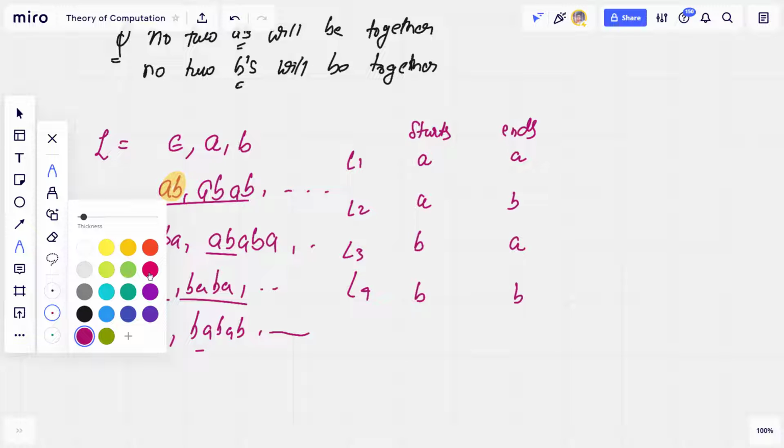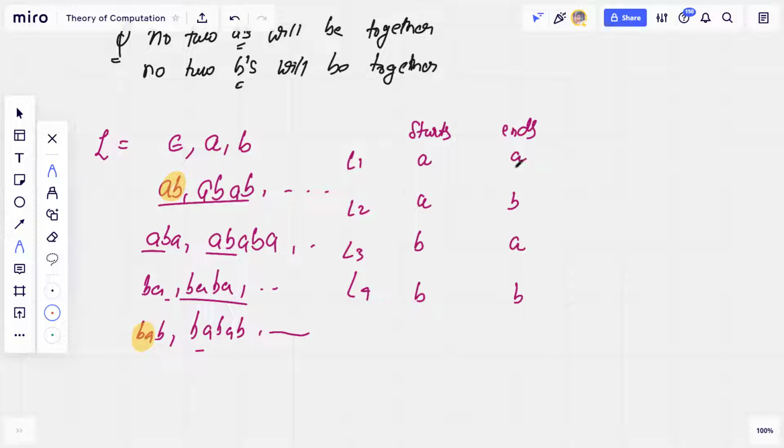Okay, let me take a different color here. Cool. So starts with A, ends with A. What is the regular expression for those strings? They can be written as any number of ABs followed by A, right? Is it the only way I could have written it? There can be another way, right? You might argue, why not just write it as A followed by any number of Bs? That's also valid, right?